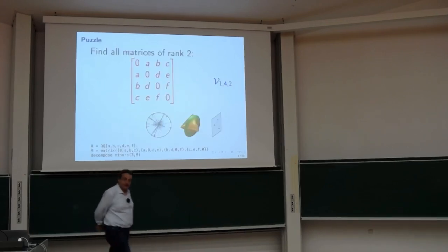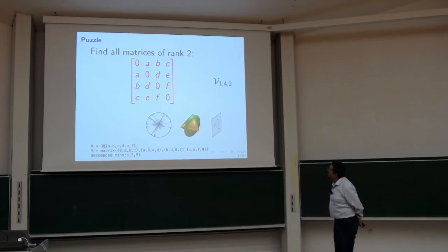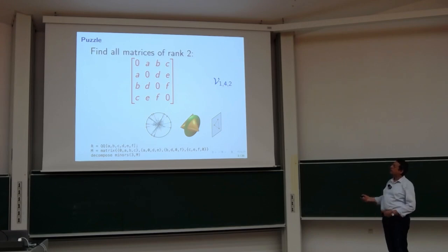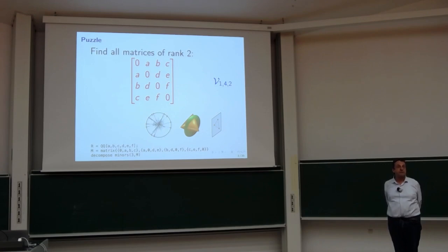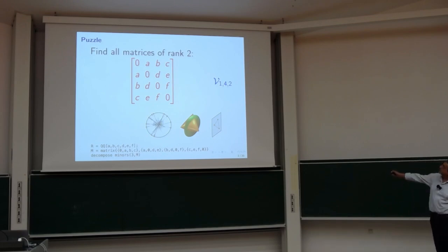So in the pre-session, I gave this puzzle to the people who showed up, and the puzzle was to find all 4x4 symmetric matrices with zeros on the diagonal that have rank 2. So this is described by the vanishing of the 3x3 subdeterminants, the 3x3 minors, in the 6-dimensional space with coordinates A, B, C, D, E, F. This is going to be the variety V_{1,4,2} in the notation later.